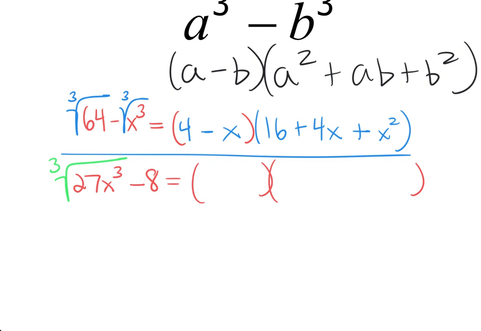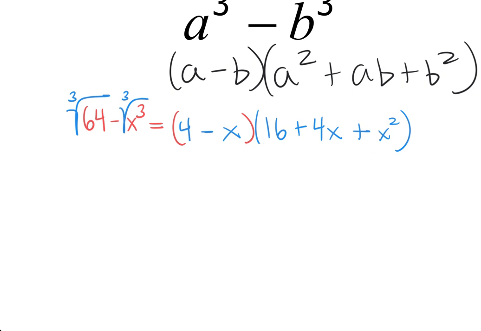3x, okay. And how about cubed root of 8? Wyatt, cubed root of 8? 2. Good. So it's 3x minus 2. That's my A and my B.